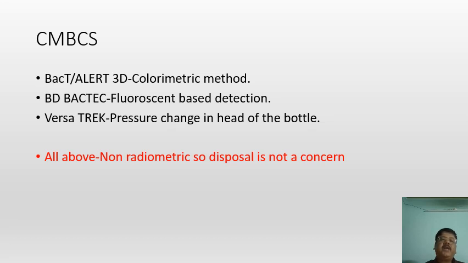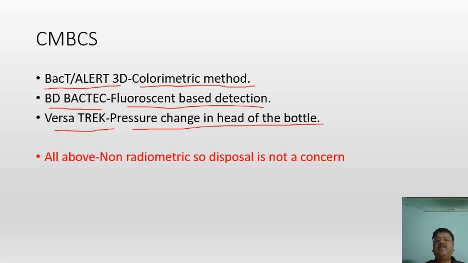Then continuous monitoring blood culture systems. You can see BacT/Alert 3D, which utilizes the colorimetric method, where because of a chemical reaction there is a change in color, and the sensor can detect the change in the color. The machine will detect it. Then BD BACTEC, which is a fluorescence-based detection system. And then VersaTREK, which is a newer one, where the pressure change in the head space of the bottle is detected, which will indicate the growth in that bottle. All of these are non-radiometric, so that disposal concern is not there.